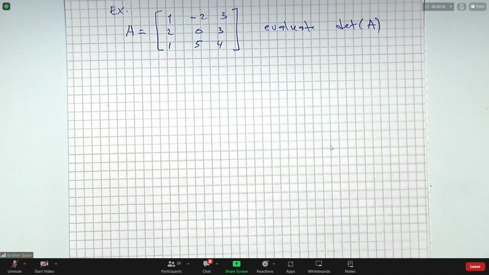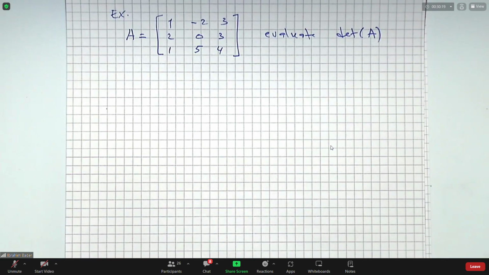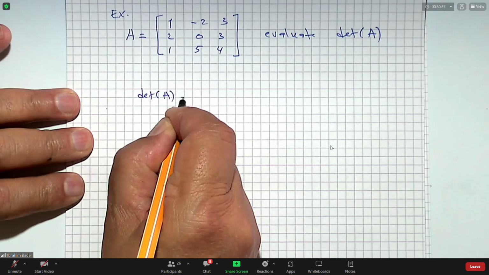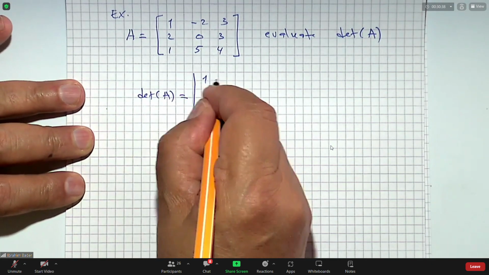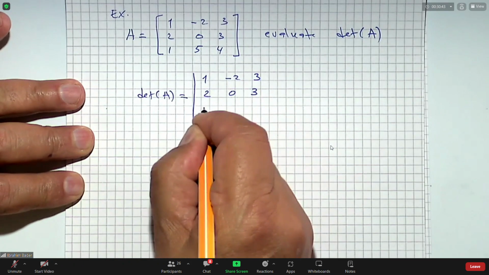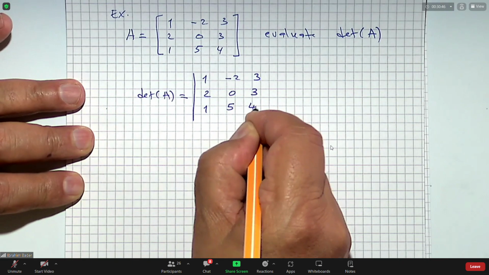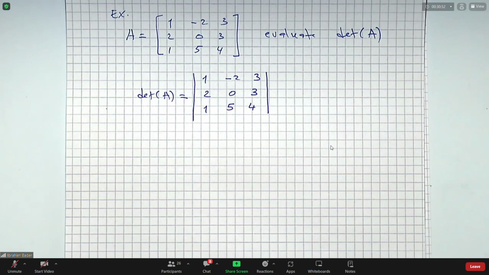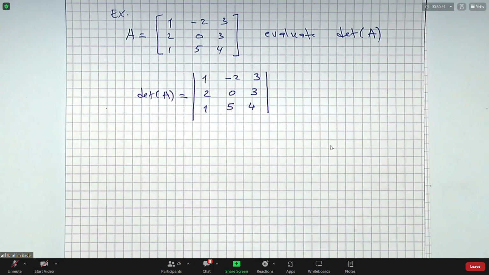Now the determinant here, as you see, the matrix is a square matrix, so the determinant is defined. We are using the square brackets for the matrix, and for the determinant, we are just using the vertical dashes. So determinant of A equals 1, negative 2, 3. It was called determinant because it determines one real number for a square matrix. Do you want to give a try using the method we used before?